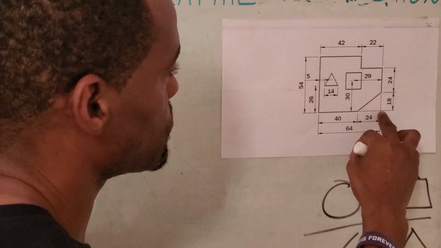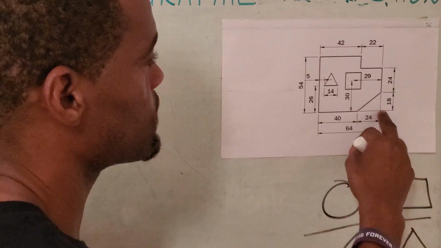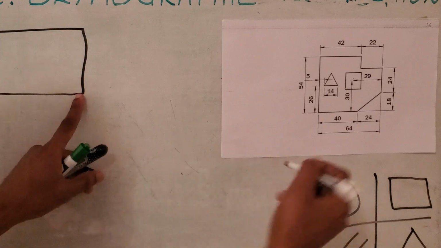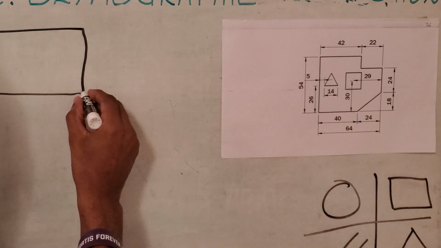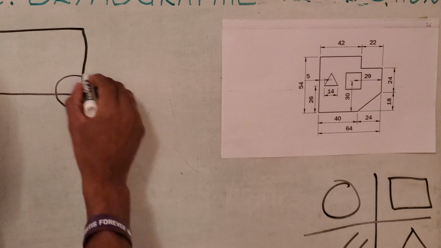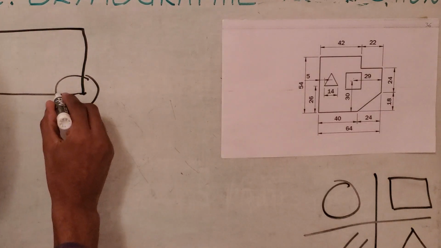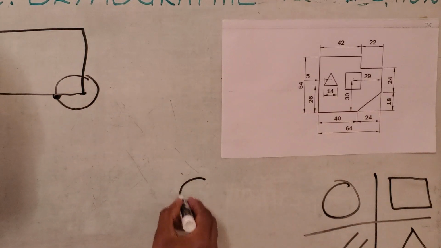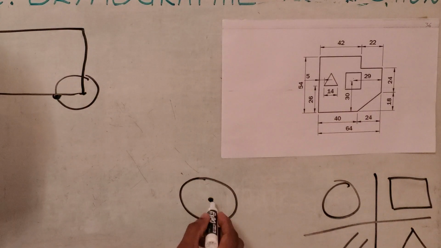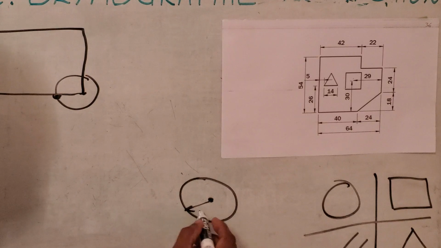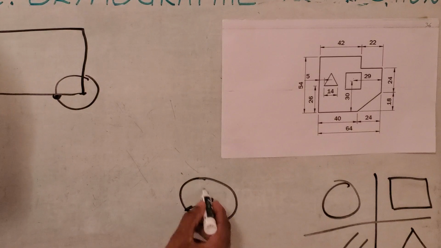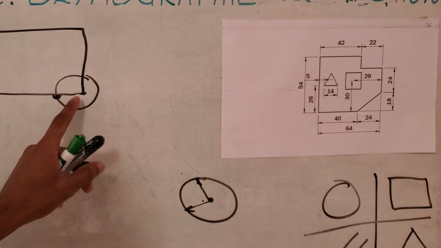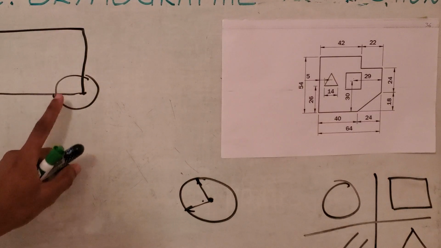Next, we notice that from here to here is 24. We will use a circle of radius 24 here, to cut right here. The point where the circle cuts is this point, this 24. So we're using the principle of circle where from the center to the radius is a given value. In this case it's 24, so we get this point.